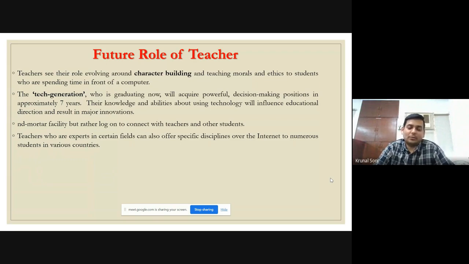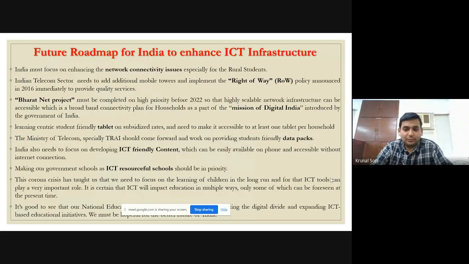And I hope it is going to be more fruitful by considering the moral and ethical things that students have to apply as far as the teaching learning process is concerned. So their knowledge and abilities about using technology will influence educational direction and result in major innovation, right? Teachers who are experts in certain fields can also offer specific disciplines over the internet to numerous students in various countries, right? So this is the future roadmap for ICT infrastructure.